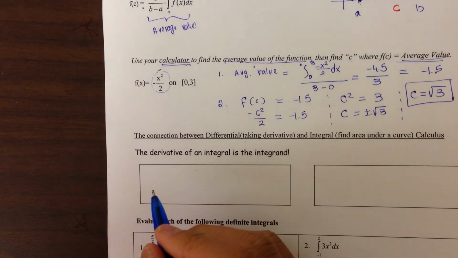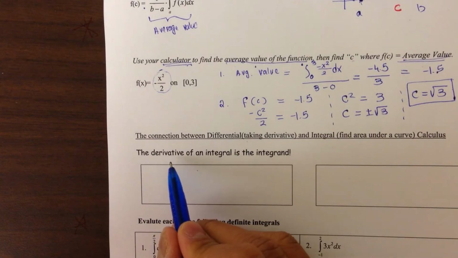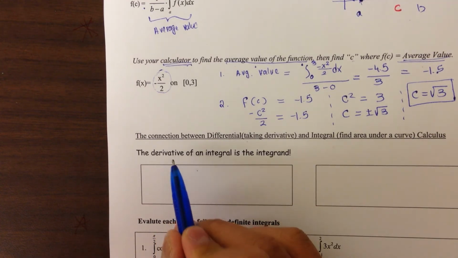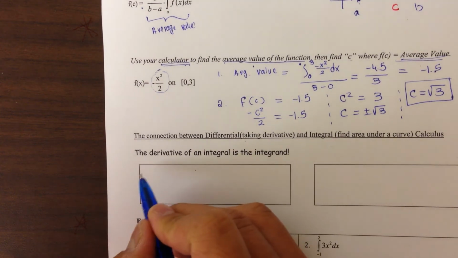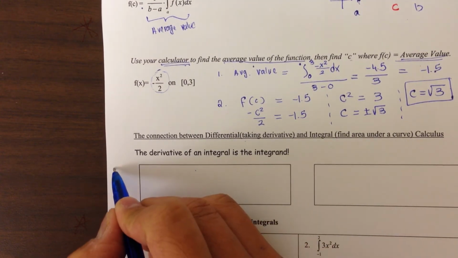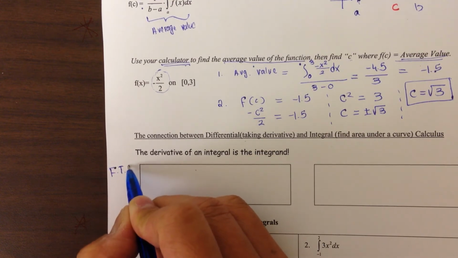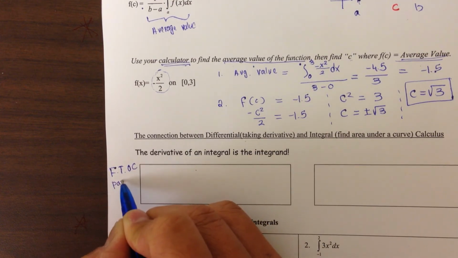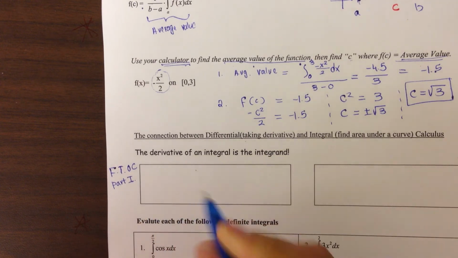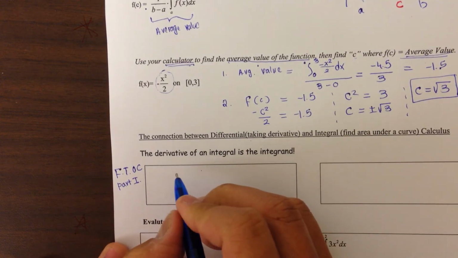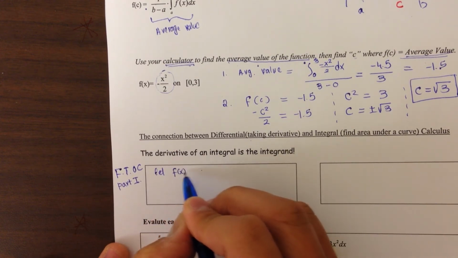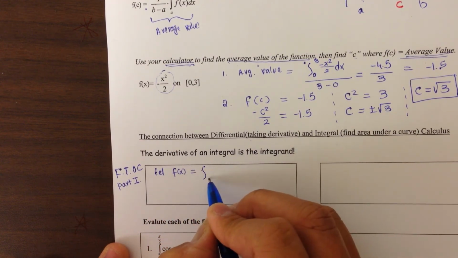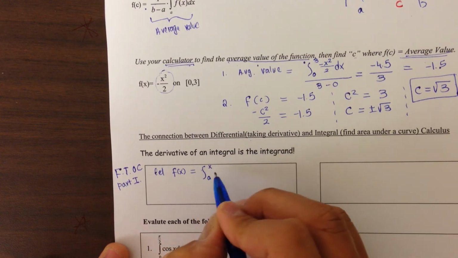Well, the derivative, or scratch that. The fundamental theorem of calculus comes in 2 different parts. We're going to put part 1 in this box. So fundamental theorem of calculus part 1. And part 1 basically says that think of this as a function. Think of f of x equals, think of the integral as a function. Okay, that's going to be a function.